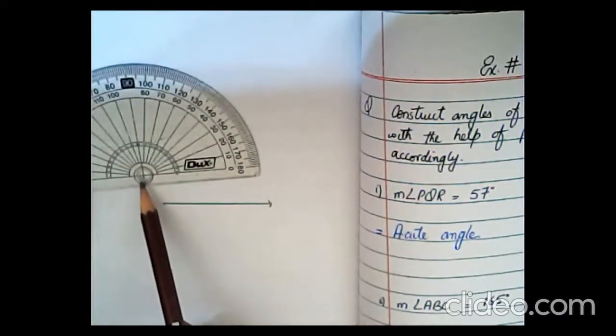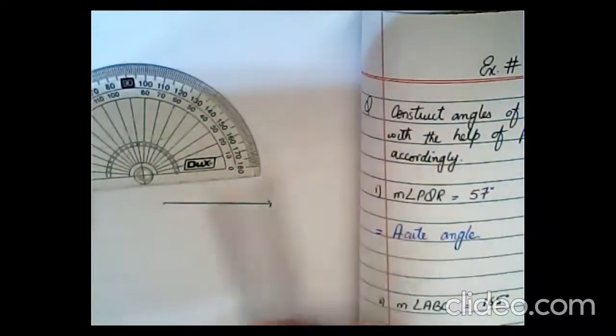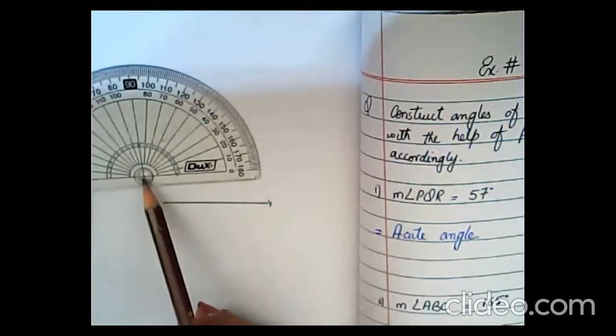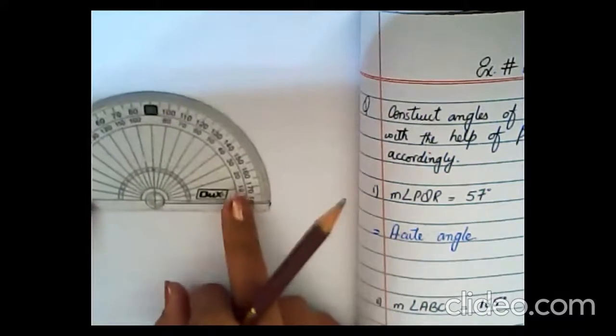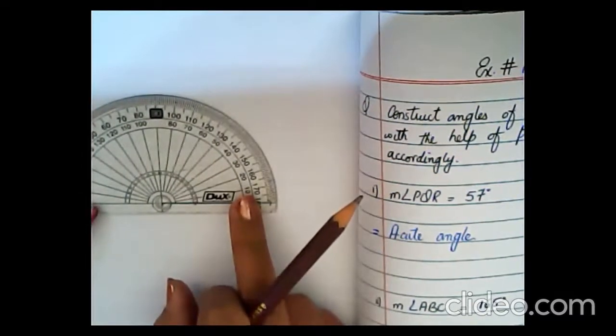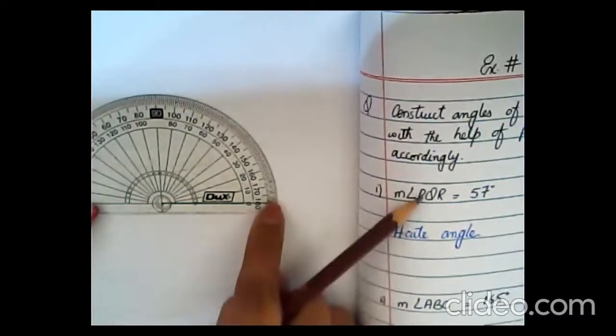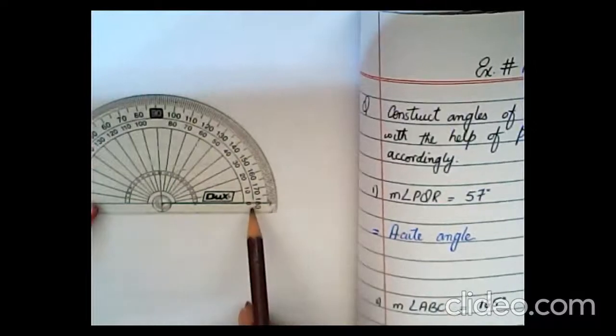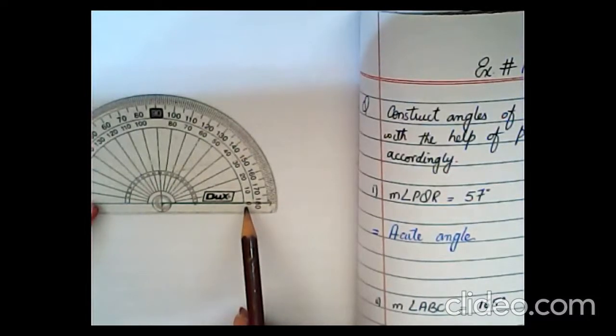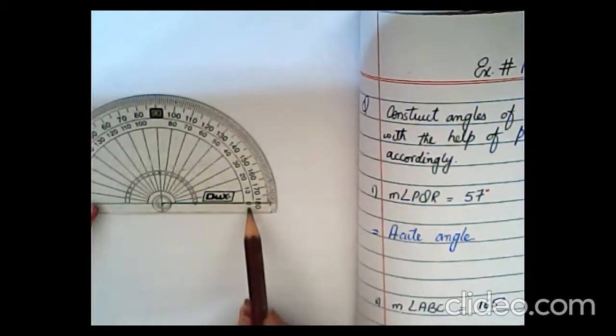Okay, this is the point. Now place it over here, and then read from the right side. On the right side you will read the lower scale. As you all know, when we are going towards the right side, we will read the lower scale.